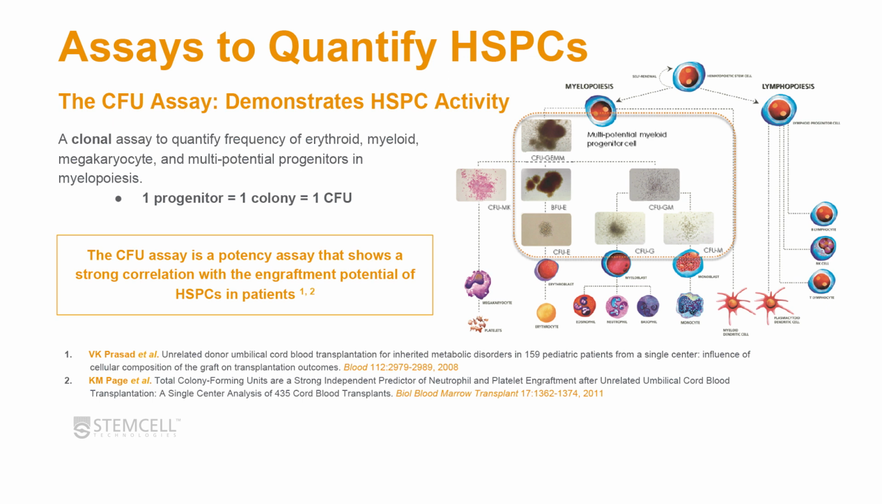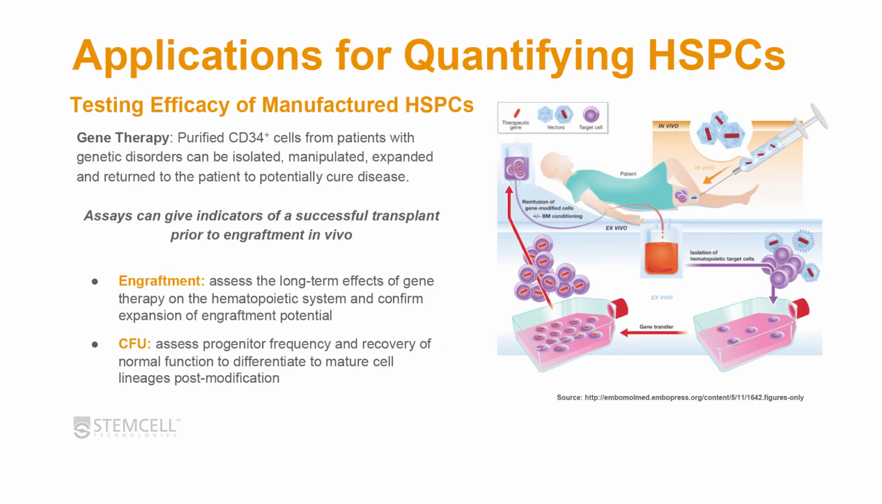And through the years, of course, this assay has been used in many different ways. If you look at the references that we've included on this slide, you can see that in some cases, people have compared what they see in a CFU assay to the outcome in patients following bone marrow transplant, and they can show that the CFU assay is a very good potency assay that strongly correlates with the engraftment potential of these hematopoietic stem cell products in patients.